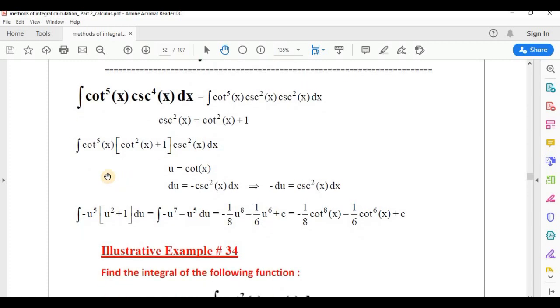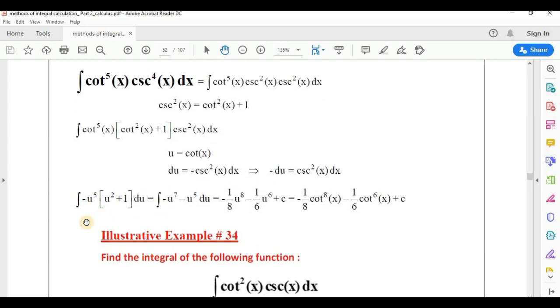Now we will use the substitution method. We will take our assumption u equal cotan x, and du, after taking the derivative for both sides, du will be equal minus cosec square x dx. And multiplying both sides with a negative sign, then minus du will be equal cosec square x dx. Notice all this part will be equal minus du. After that, we will put the integral in terms of u, and after opening the bracket, we will get this result. Now the integral becomes easy to solve.